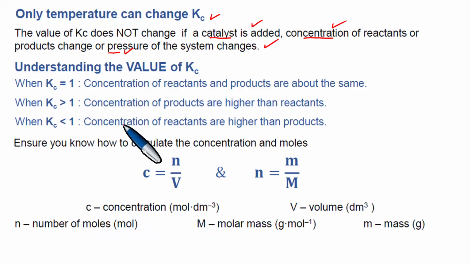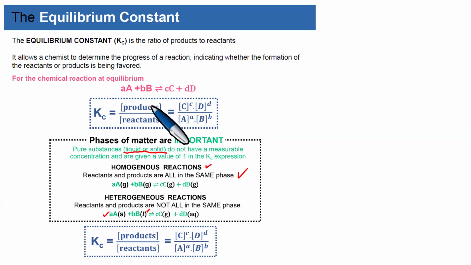So obviously, if we're dealing with solids, then you would be dividing the products and reactants which are solid, so it's going to be one. Okay, but we can have a case where there is a solid, but not only a solid and a liquid. For example, in the heterogeneous reaction case, A is a solid, so its concentration is one, and B is a liquid, concentration is one. So the reactants in the denominator will have concentration of one.